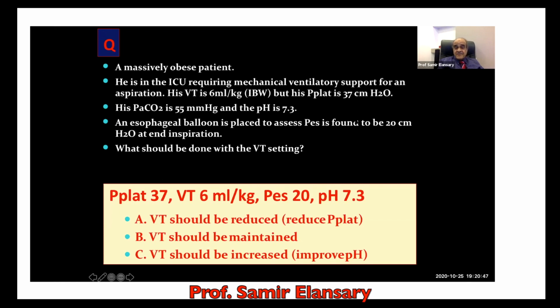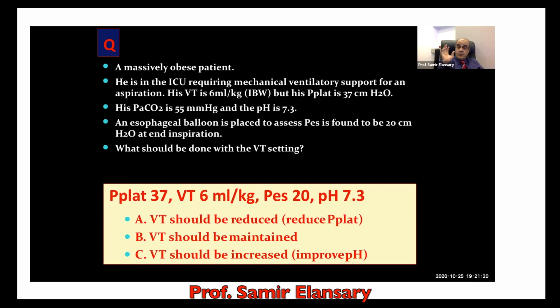The esophageal catheter here reflected a high chest wall problem, or low chest wall compliance, with a pleural pressure of 20 centimeters water. And so if I subtract 20 centimeters from the plateau pressure, which is 37 centimeters and appeared high, it will be 17 centimeters, which is optimum for these patients and an accepted plateau pressure. So keep the tidal volume of these patients the same, with no need to decrease or increase it.